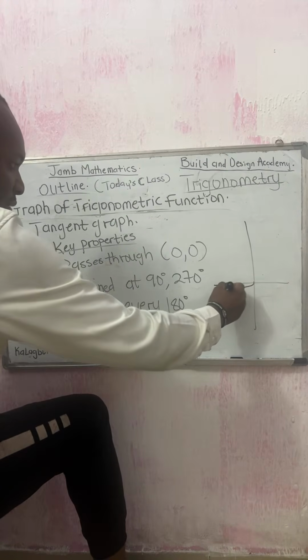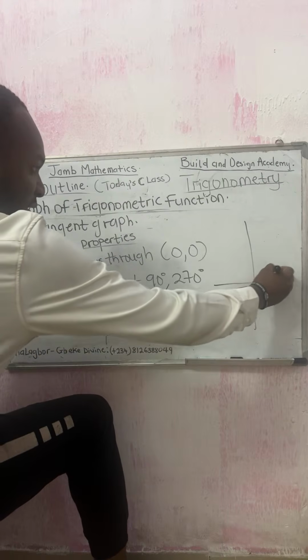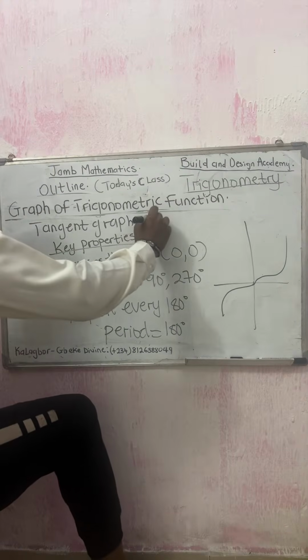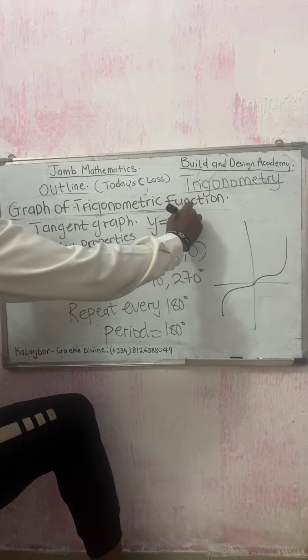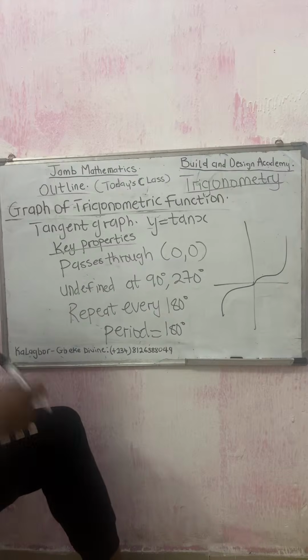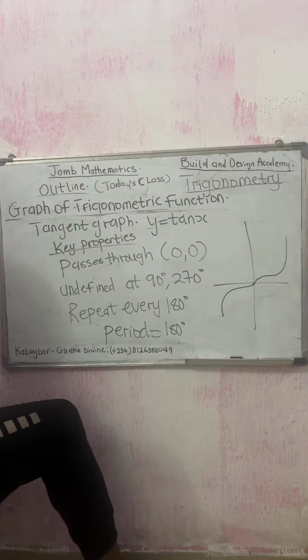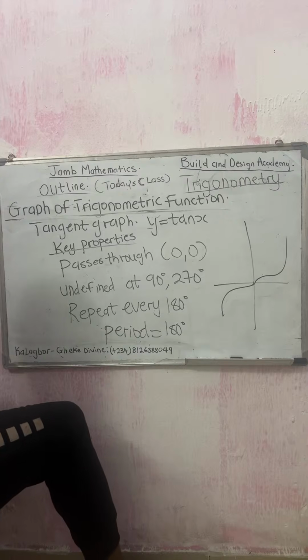Think from here, and from here. So that's how the tan graph looks like, where y is equal to tan x. Alright, so we are done with the graph of trigonometric functions.